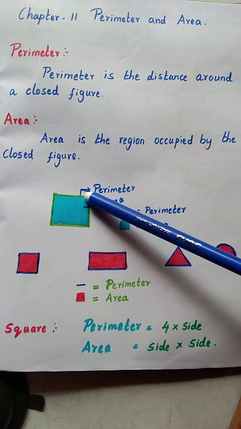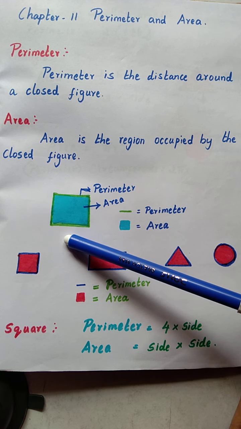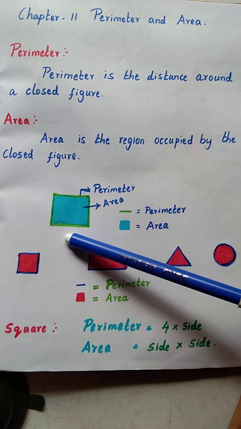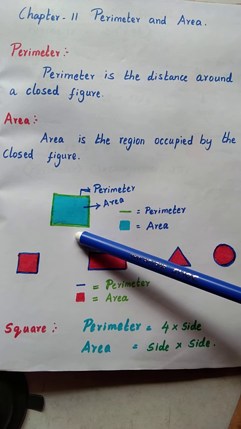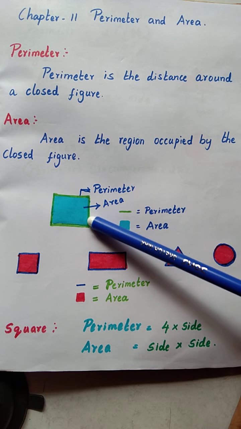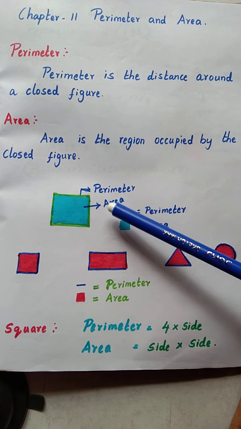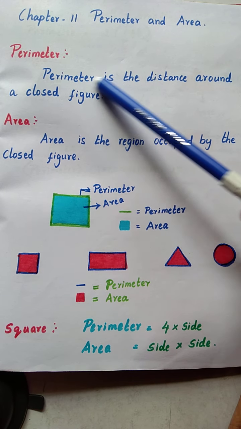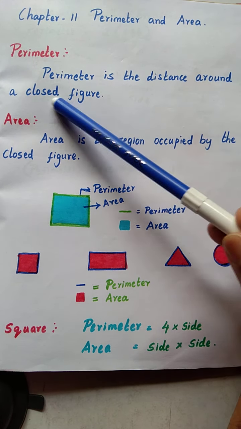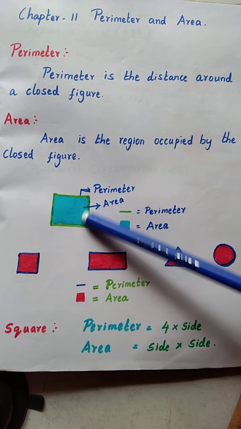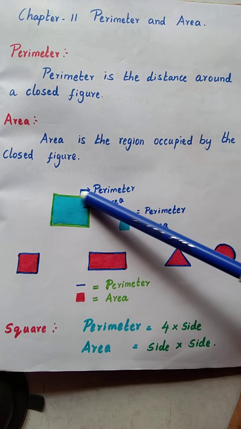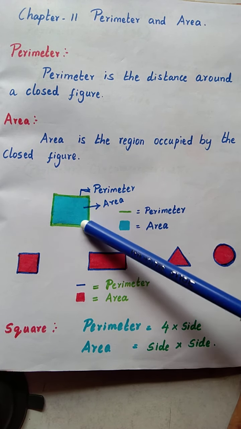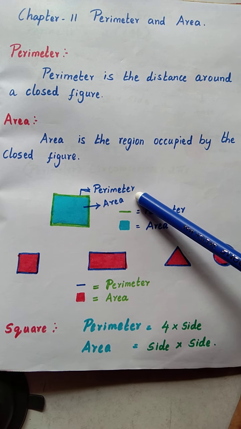This you can see in the figure which is there. What is the shape of this figure? It is a square, right? You can see it is outlined with green color. This outline we will call perimeter. That's why we say perimeter is the distance around a closed figure. This green color line is around the closed figure. That's why we call it perimeter.